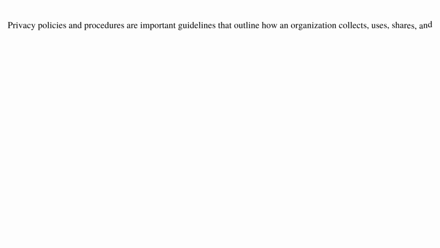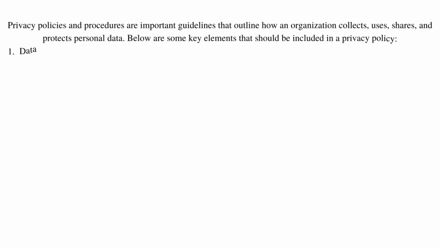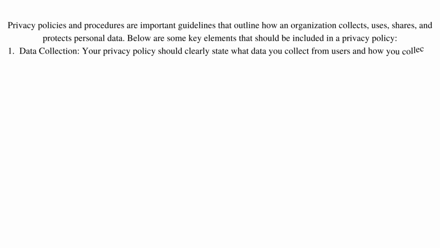Privacy policies and procedures are important guidelines that outline how an organization collects, uses, shares, and protects personal data. Below are some key elements that should be included in a privacy policy. Data collection. Your privacy policy should clearly state what data you collect from users and how you collect it. You should also explain the purposes for which you collect the data.